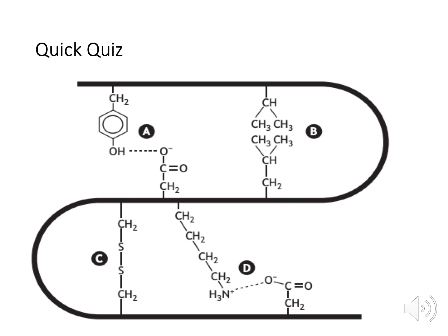Well done if you've got this correct. D is an ionic bond, as the positive nitrogen in the amine group attracts the negative oxygen in the carboxylic group.